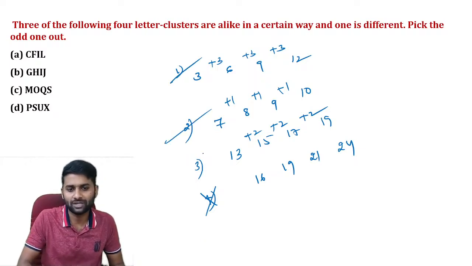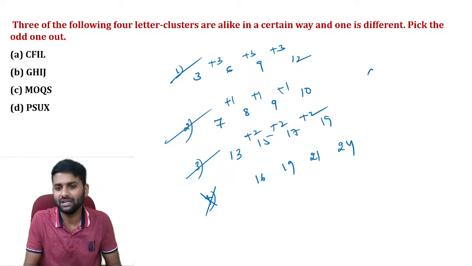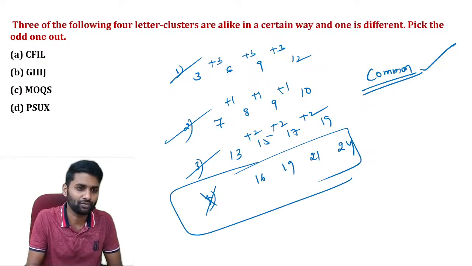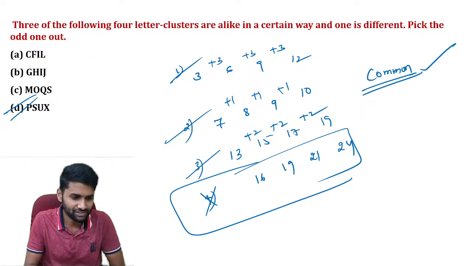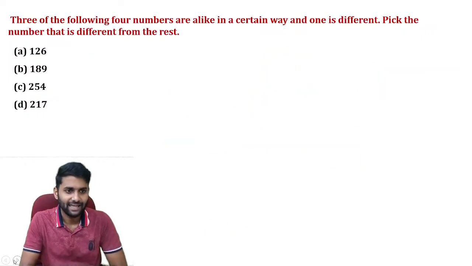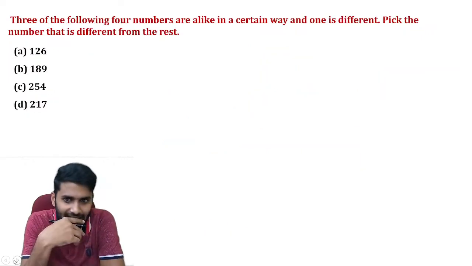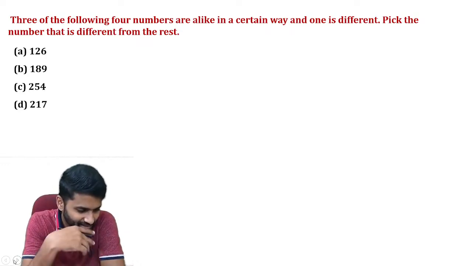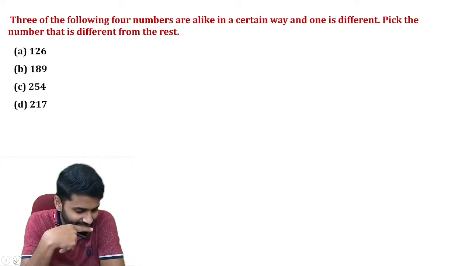Option number 1, option number 2, option number 3, there is a relation. The difference from element to element is common. But the same relation is not applicable for option number 4. That's why D is the odd one out. Next, again, pick the number that is different from the rest. Which one is completely different out of 4?